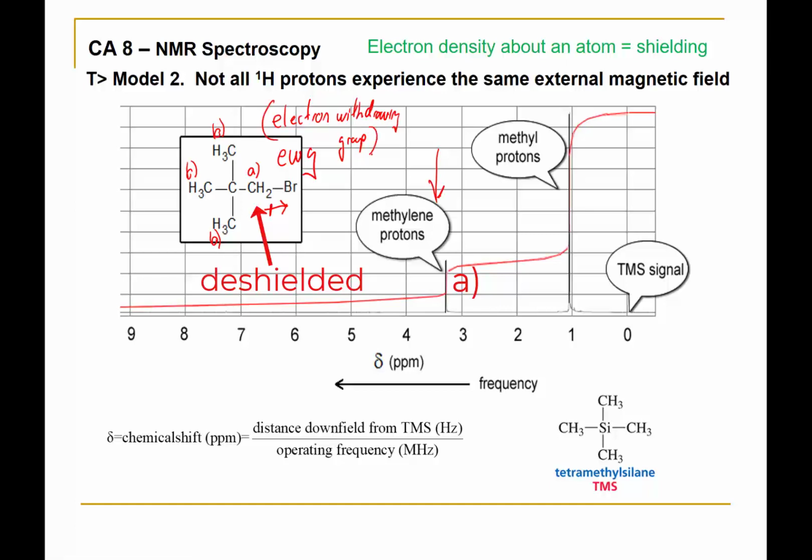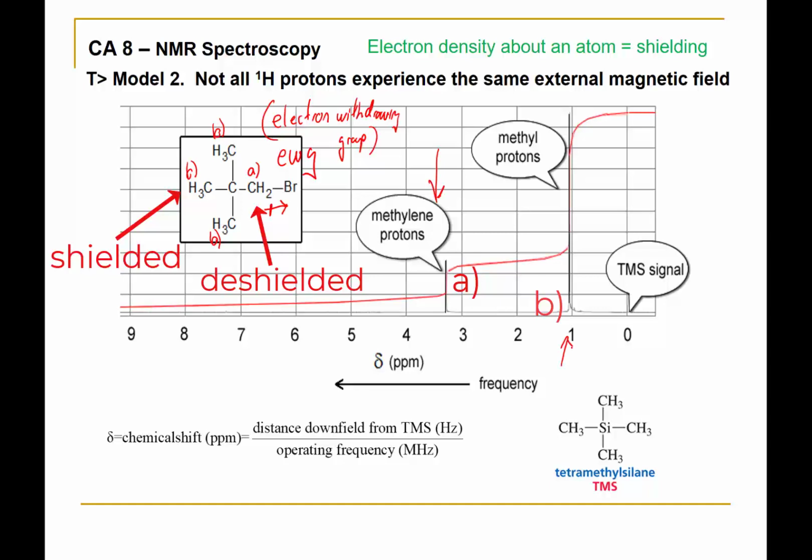By contrast, the protons that are in the methyl group are not directly near the electron withdrawing group. Therefore, they are still relatively shielded. Essentially, they have a fair amount of electron density in their region. Therefore, they're found in this region of our spectrum.